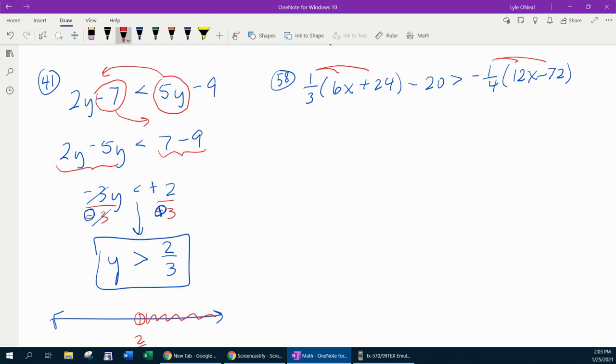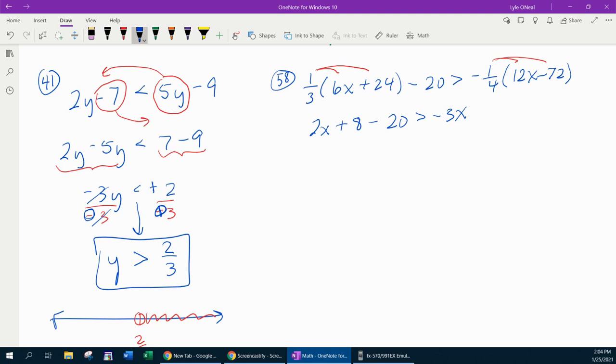Because what is 1/3 of 6? Well, 3 goes into 6 2 times. So that'll give us 2x. And 1/3 of 24 is 8. 3 goes into 24 8 times. Minus 20 comes down. And then negative 1/4 times 12. 4 goes into 12 3 times. So that'll be negative 3x.